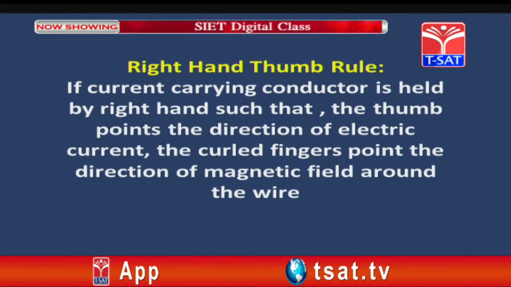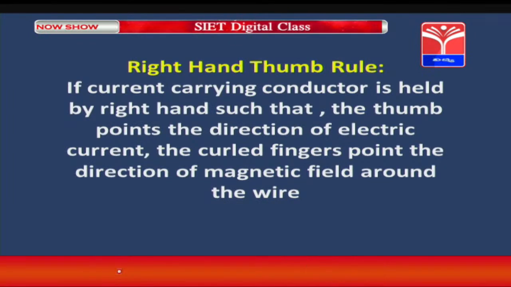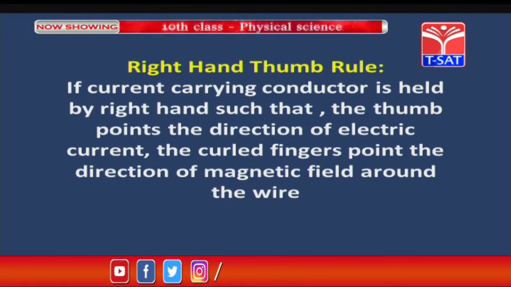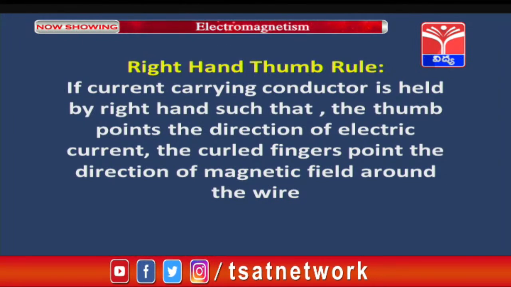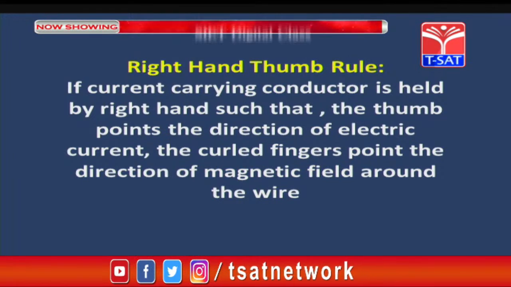Right hand thumb rule: if a current carrying conductor is held by the right hand such that the thumb points the direction of electric current, the curled fingers point the direction of the magnetic field around the wire.